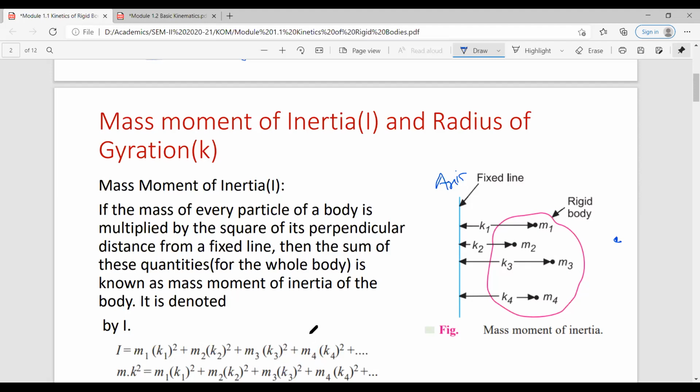Now let us assume that there is some point on the body where we can assume the whole mass of the body to be concentrated. This m is nothing but the addition of all the particle masses, m1 plus m2 plus up to mn. And let us say this point mass m is at a distance of k.